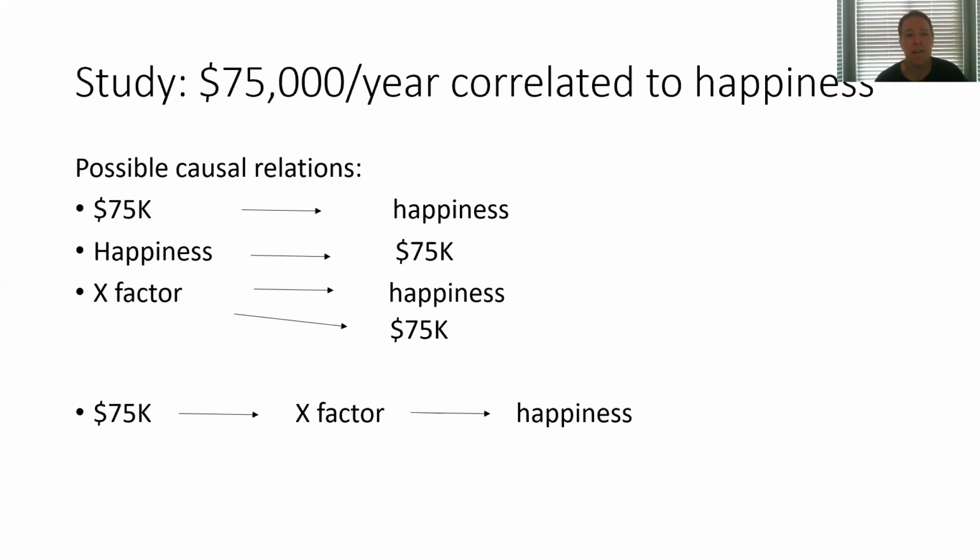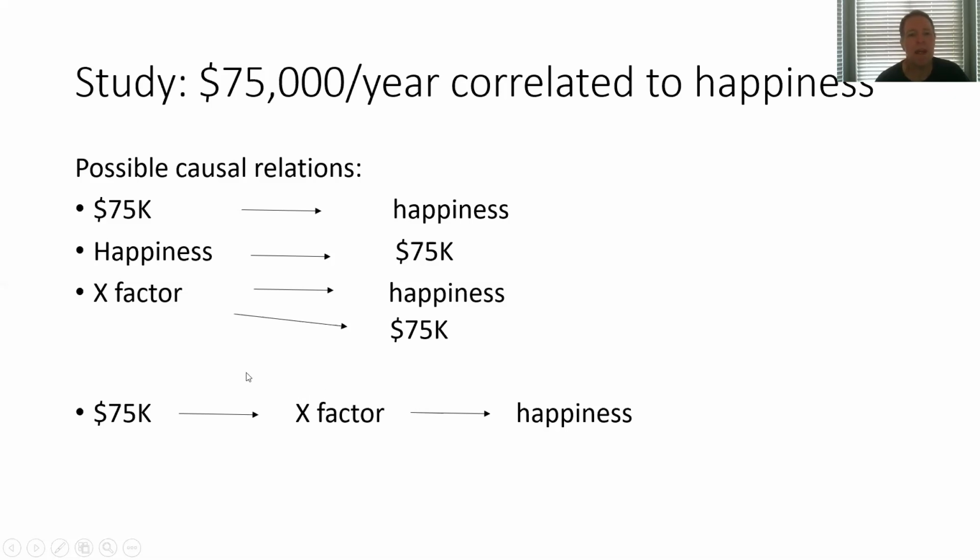Another way to look at this is that there's an X factor again, but it's intermediary. The money leads to something, and that something leads to happiness. So for example, money leads to security. And what provides happiness really is the security. Security makes people happy. So if you could be secure without the $75,000 a year, maybe you'd be happy.